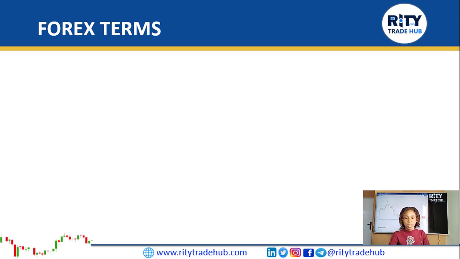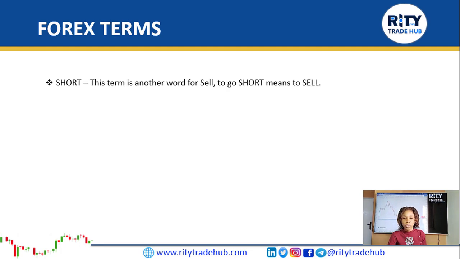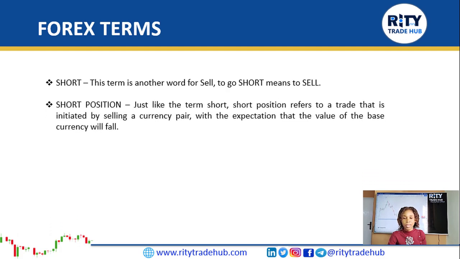All right, so the next term is to go short. Short is another word for sell, and to go short means to sell. So if a trader tells you that he went short on a currency pair, he meant that he sold the pair. And same applies to short position. Short position refers to a trade that is initiated by selling a currency pair with the expectation that the value of the base currency will fall. The short position is when you sell a currency pair with the expectation that it will depreciate in value.